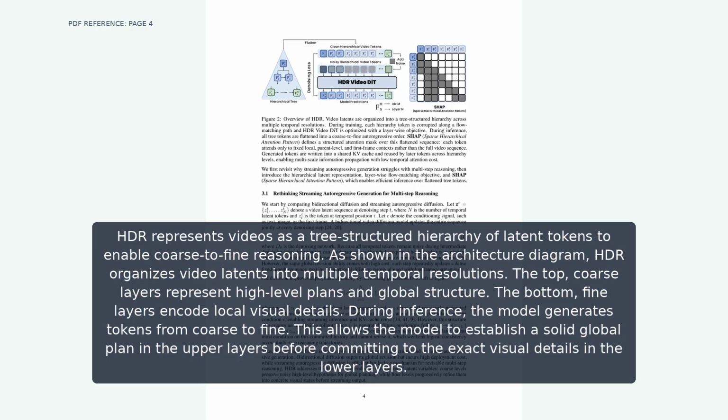As shown in the architecture diagram, HDR organizes video latents into multiple temporal resolutions. The top, coarse layers represent high-level plans and global structure. The bottom, fine layers encode local visual details. During inference, the model generates tokens from coarse to fine. This allows the model to establish a solid global plan in the upper layers before committing to the exact visual details in the lower layers.